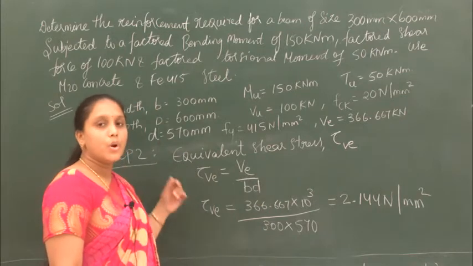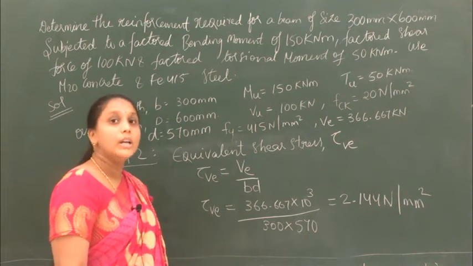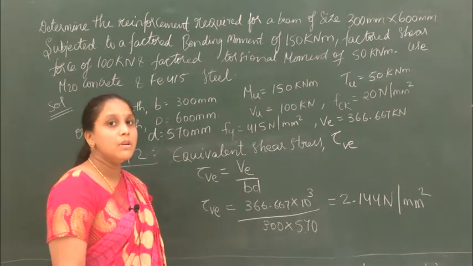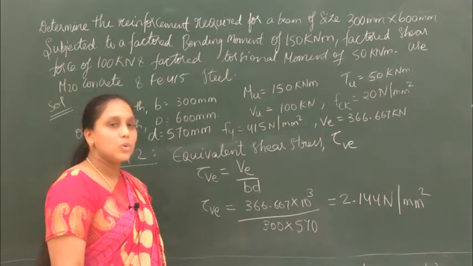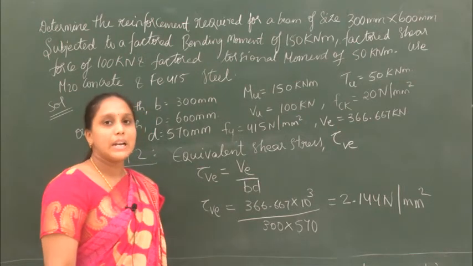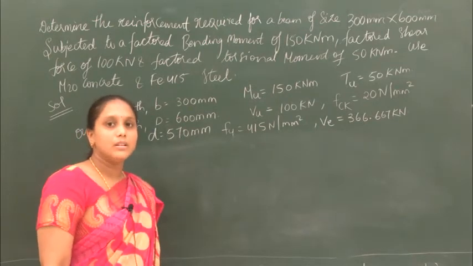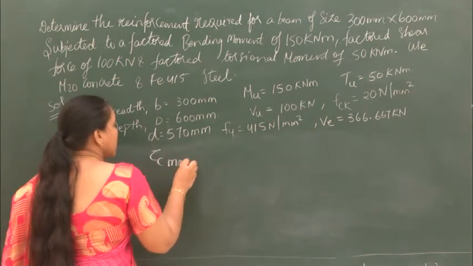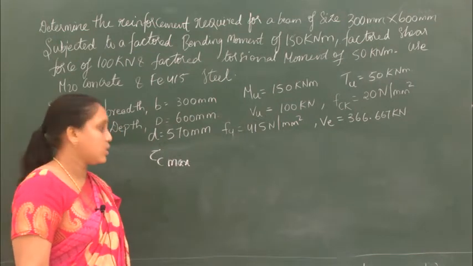So next what we have to calculate? We have to calculate the tau C, that is the shear strength of the concrete, as well as the tau C max, that is the maximum shear stress of the concrete. So first we will calculate the tau C max. What is tau C max? Tau C max is nothing but the maximum shear stress of concrete.